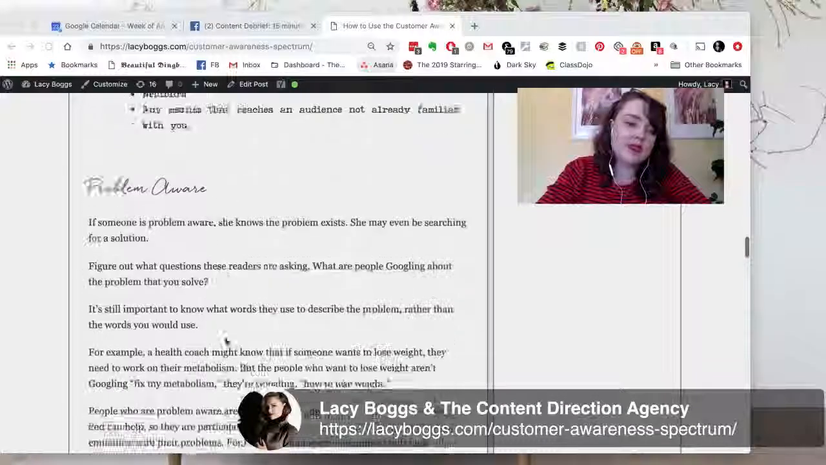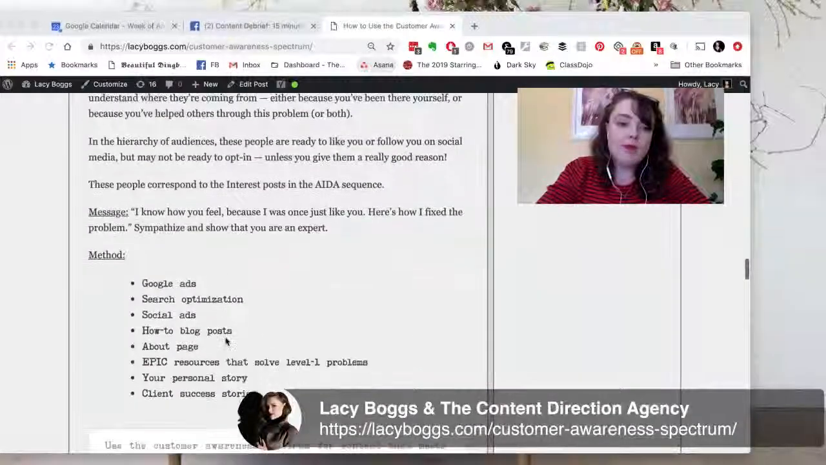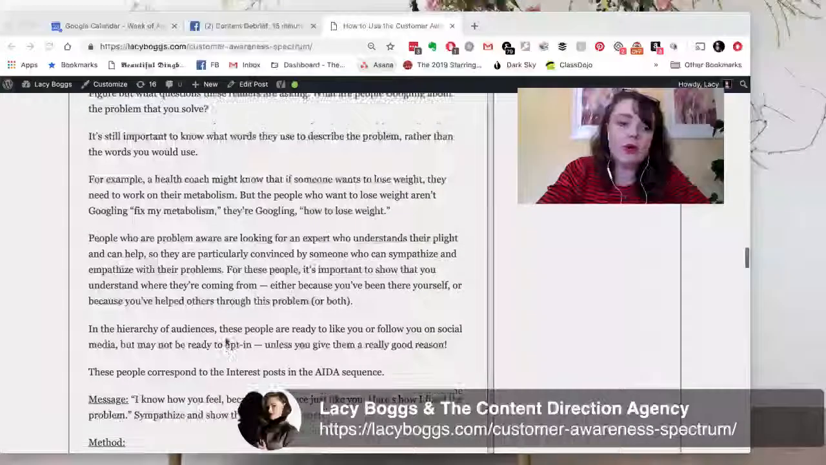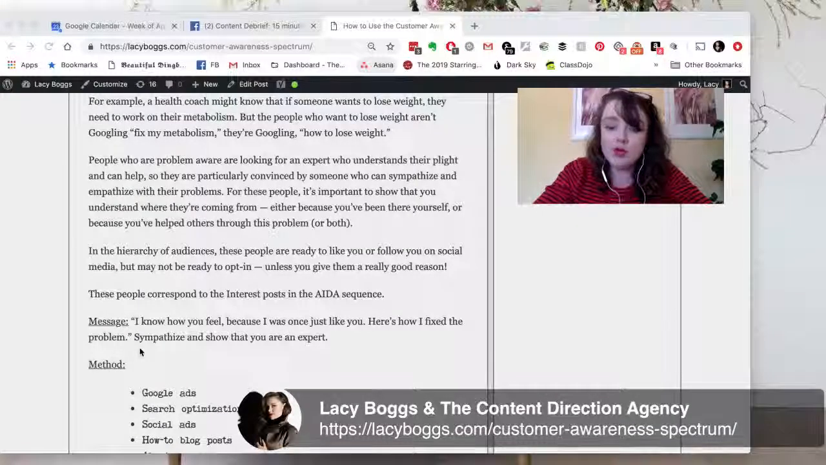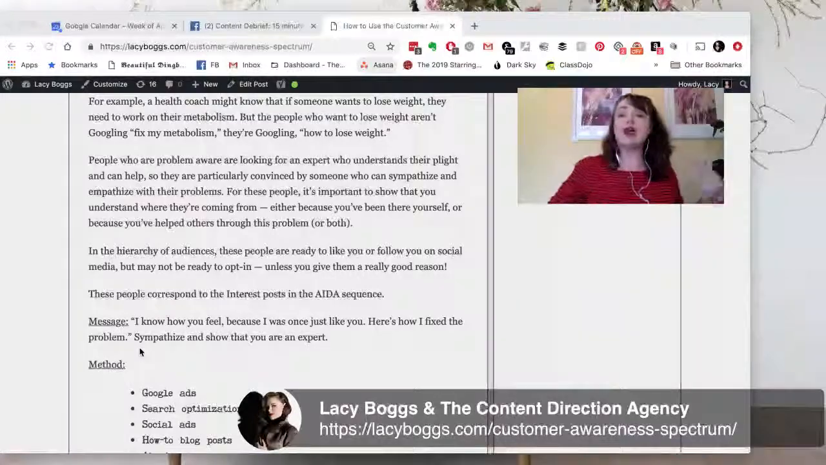And for each one of these, I've sort of spelled out what medium do you use for people who are problem aware? What's the message? Problem aware is the message you want to give them is, I know how you feel because I was once there too, and here's how I fixed it, right? So this is actually, if I do say so myself, a very useful blog post.